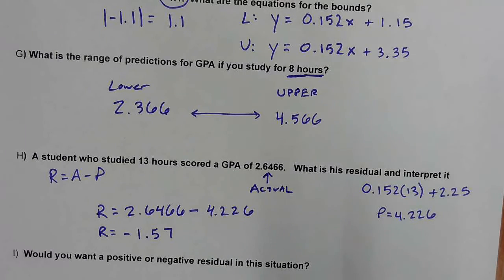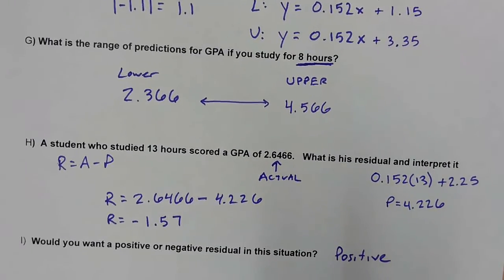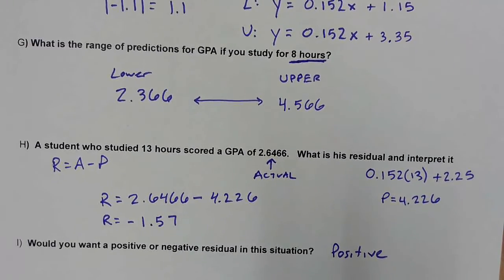Would you want a positive or negative residual in this case? I would like my actual GPA to fall above, so I would like a positive residual because that would tell me my actual data point is above the predicted data point. So that is kind of how to use the calculator, going through kind of every piece we talked about for an example of data. Hope this helps.